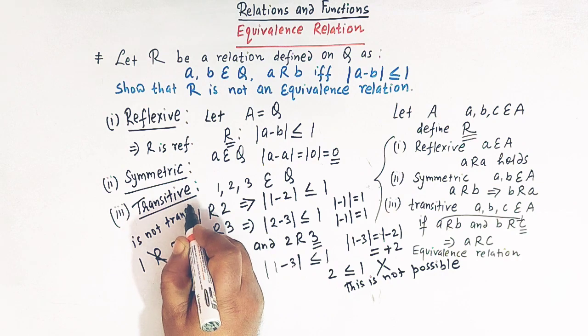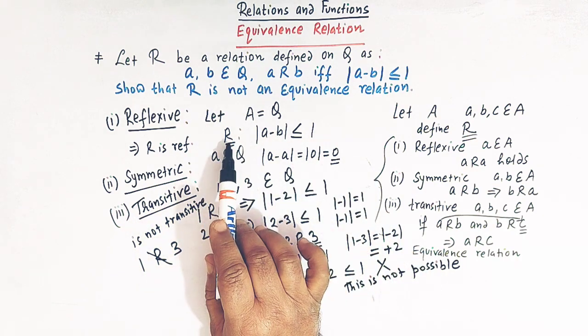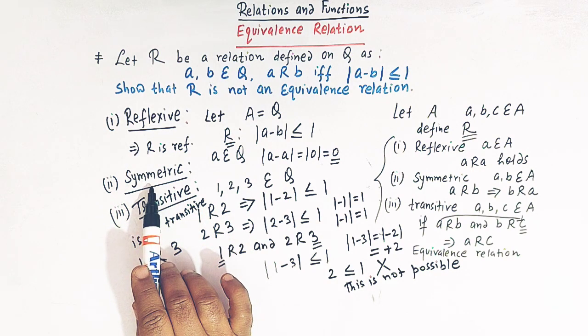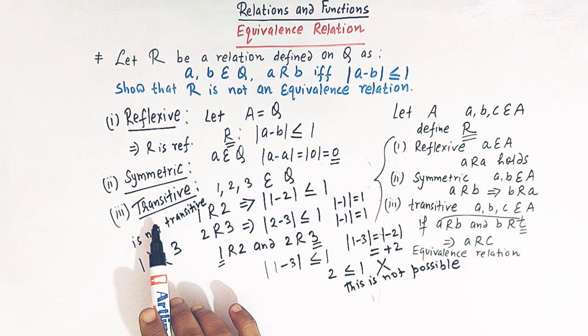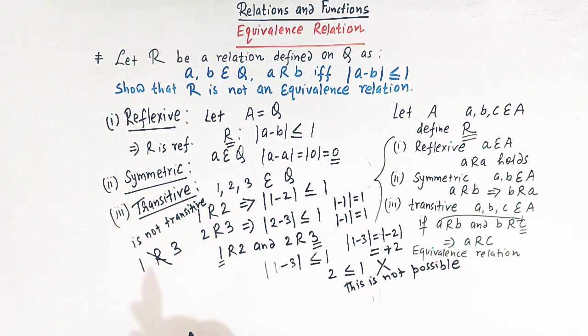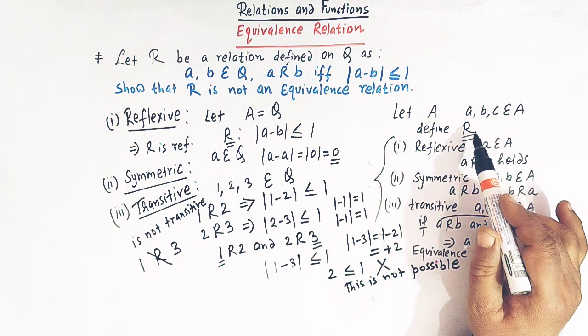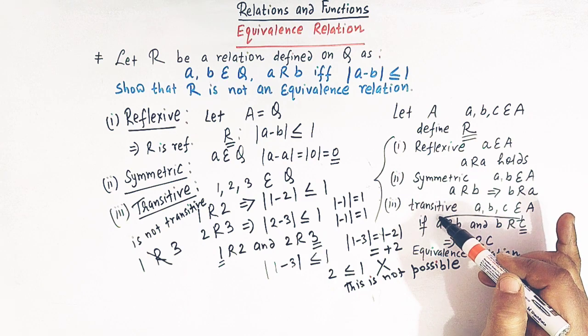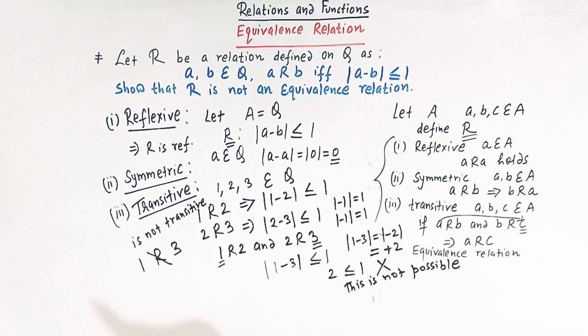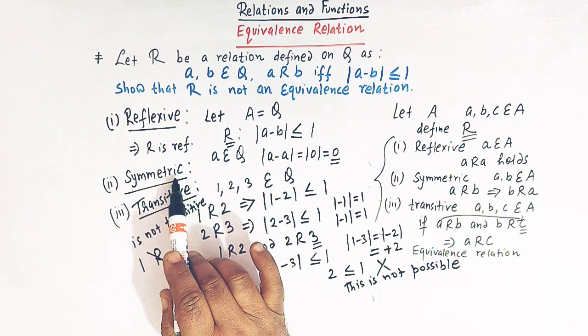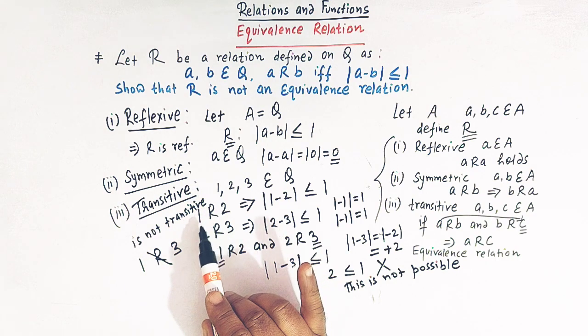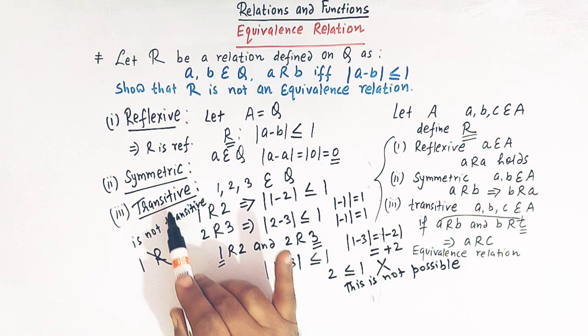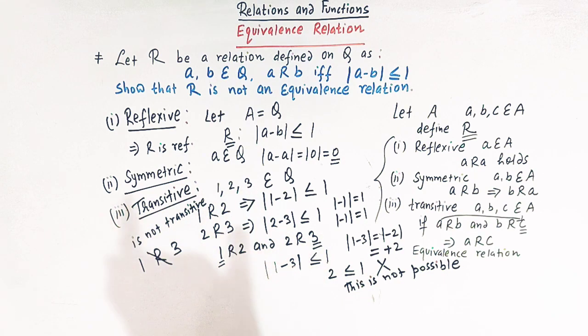So we can say that this relation R is reflexive and symmetric, but it is not transitive. And hence, this relation is not an equivalence relation, because we know that if a relation R is reflexive, symmetric, and transitive, then only the relation R is said to be an equivalence relation. But here, the relation R is reflexive and symmetric, but it is not transitive, as we have proved by taking this example. So this relation is not an equivalence relation.